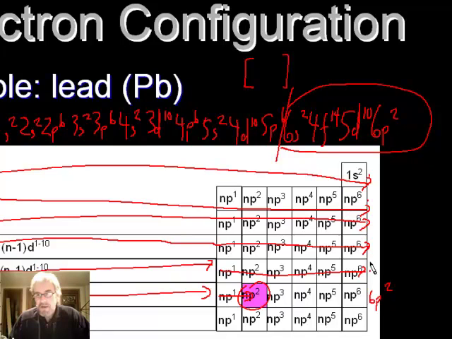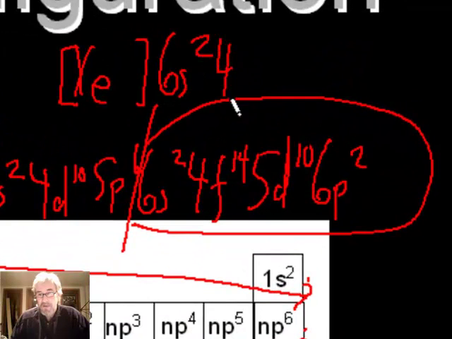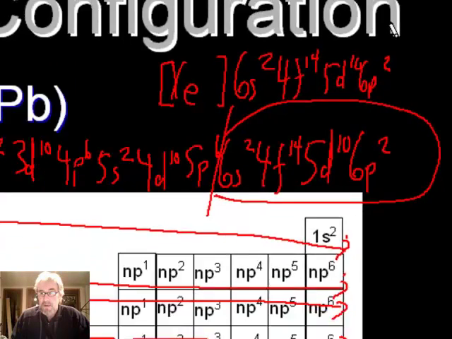So the noble gas that ends the row before lead is xenon. So instead of 1s2, 2s2, 2p6, 3s2, 3p6, 4s2, 3d10, 4p6, 5s2, 4d10, 5p6, I just put xenon in square brackets and don't write all the rest of that stuff. And then I follow it up with 6s2, 4f14, 5d10, 6p2. So I'm only writing the stuff that's relevant for our chemistry.